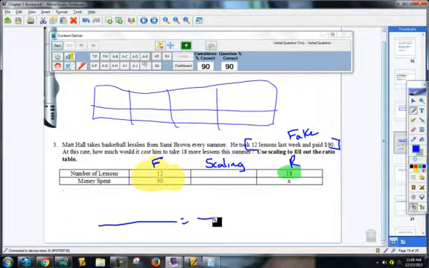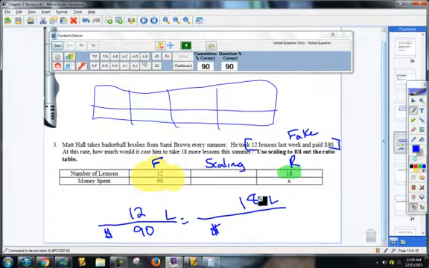If we were doing a proportion, wouldn't it just look like this, guys? Lessons to money, lessons to money. Your fake would be 12 lessons for $90, and your real information would be 18 lessons, and then cross multiply and divide, right? That's a perfect way to check on your test, and I would advise you to do that method just to make sure. But you've got to fill out the table, so you've got to use what's called scaling.